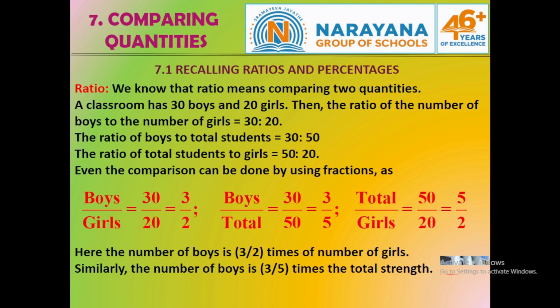Even the comparison can be done by using fractions, as boys by girls is equal to 30 divided by 20, that is equal to 3/2. Boys by total is equal to 30 divided by 50, that is equal to 3/5, and similarly total by girls is equal to 50/20, that is equal to 5/2. Here you should remember the ratio should always be in simplest form. Now here the number of boys is 3/2 times the number of girls in the first example. Similarly, the number of boys is 3/5 times the total strength, in the second example.